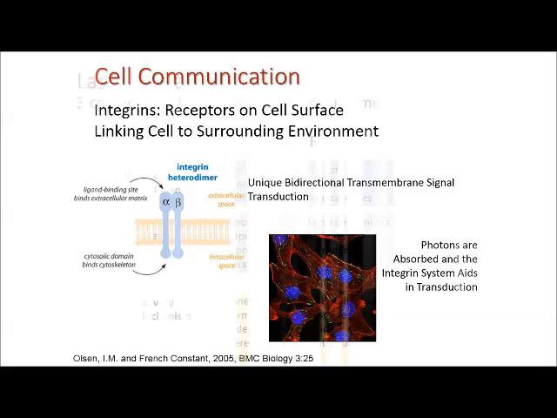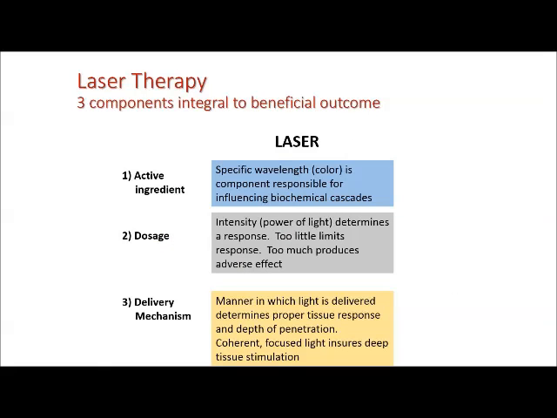intracellular signaler. So, laser therapy: there are three major components that are integral to the beneficial outcome of light laser. The most important, and this is the take-home, the literature is vast, there is a plethora of information and literature that indicates a specific wavelength is responsible for influencing biochemical cascades. The wavelength that's most important is 635 nanometers, the wavelength of visible light.